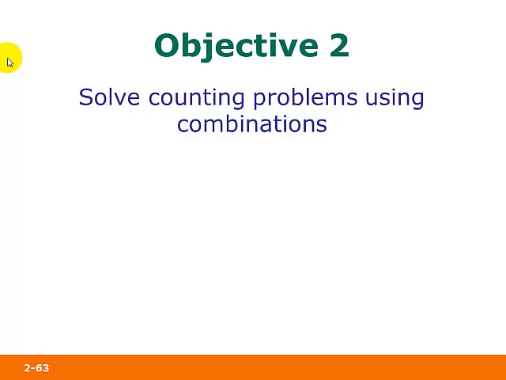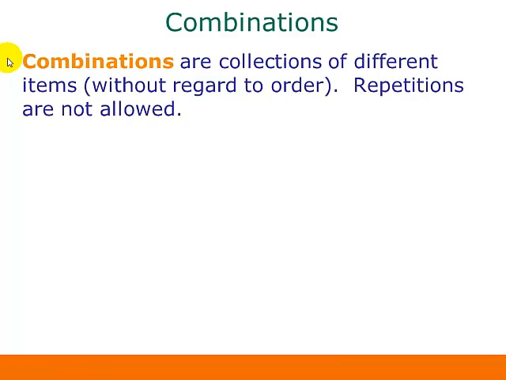Objective 2 is to solve counting problems using combinations. So combinations are collections of different items without regard to order. So the difference between a combination and a permutation is that permutations were arrangements of objects where the order made a difference. Combinations are just collections of items where the order doesn't make a difference. But notice in both of these repetitions are not allowed.